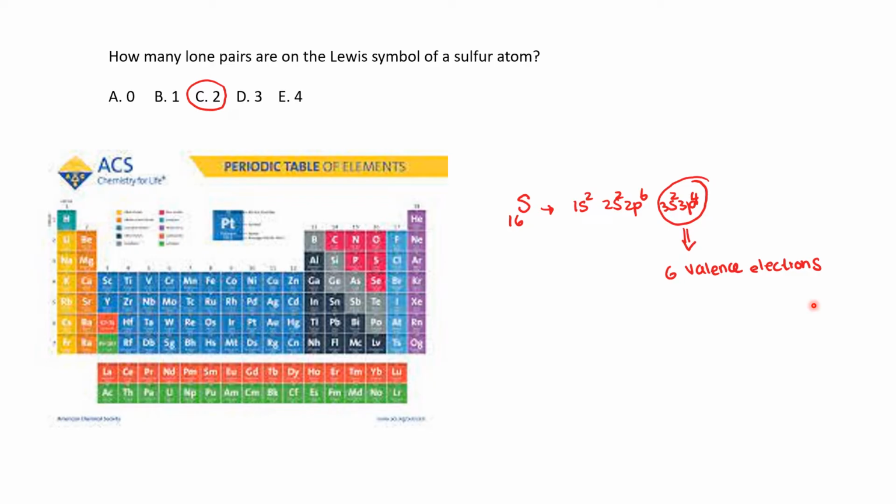When we draw the Lewis structure for small elements such as sulfur, first we assume there are 4 coordination sites. So we have 6 electrons and 4 coordination sites. First, I am going to put 1 electron in each site, and then I have 2 electrons left, and I am going to pair up these 2 with coordination sites. Now we count how many lone pairs we have: 1, 2. The answer is C.